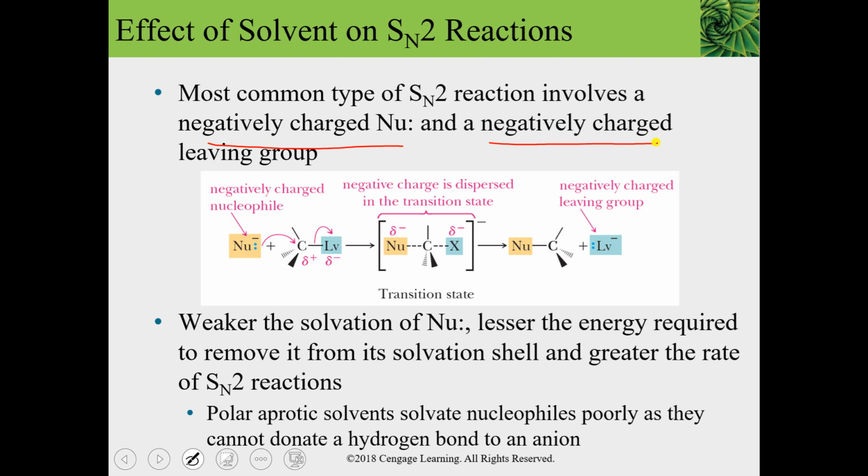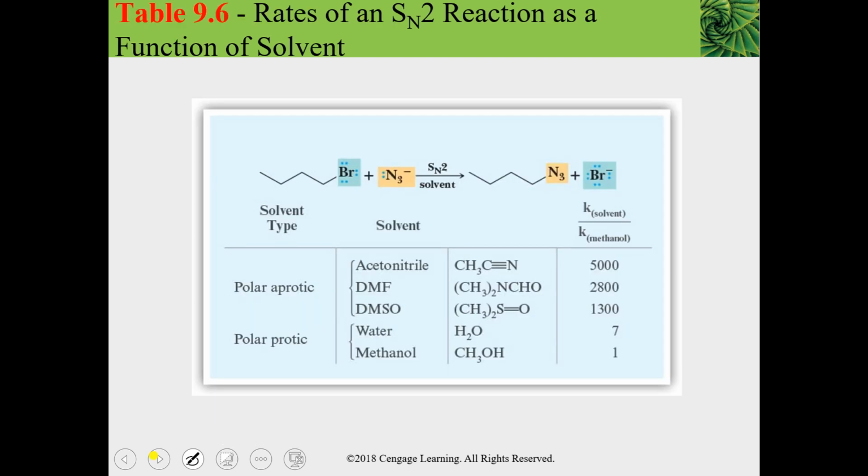So the weaker the solvation means the ability to be a solvent, the ability to dissolve. The weaker the solvation of the nucleophile, the less energy needed to remove it. So what does that mean? That means if that bond of the leaving group is real easy to break, the quicker the SN2 reaction is going to occur because it needs way less energy. So rates are affected 100% by the function of the solvent.